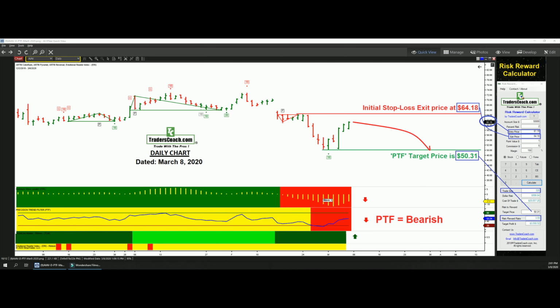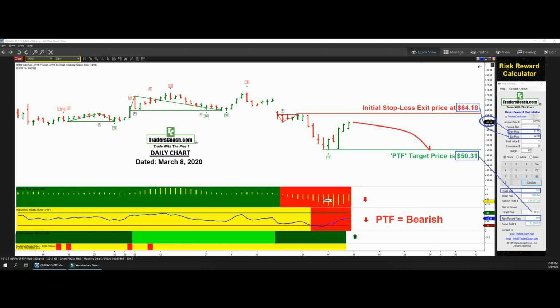Today is Sunday, March 8th. This is a trade you could take starting on Monday, March 9th. Let's take a look at it. It's actually going to be a sell trade, so to the short side, and you can use options as well. This is the chart for stock symbol AVAV.